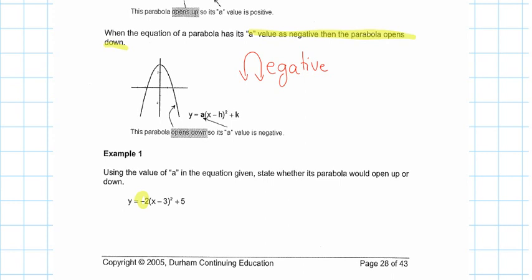Down. Okay? So it's asking, using the value of A in the equation given, state whether its parabola would open up or down. So we're going to say that the A value is equal to negative 2. So the parabola will open down. Are we okay with this? Straightforward? Good.